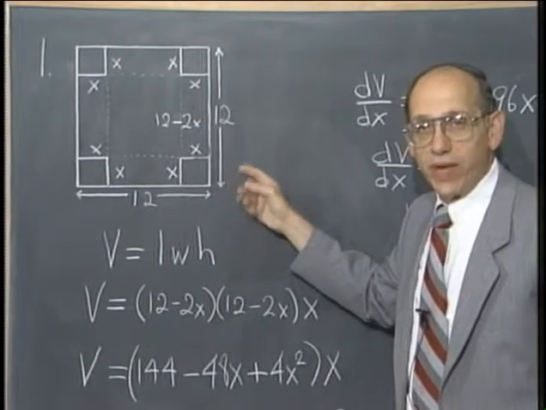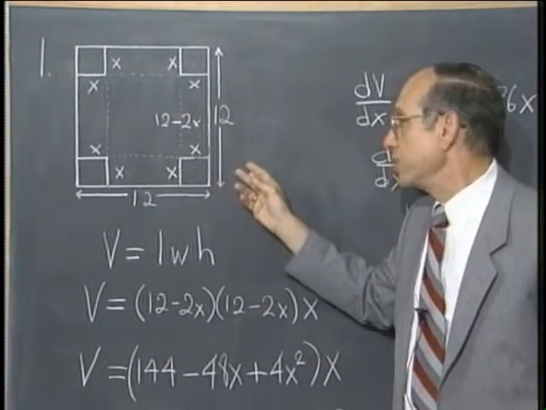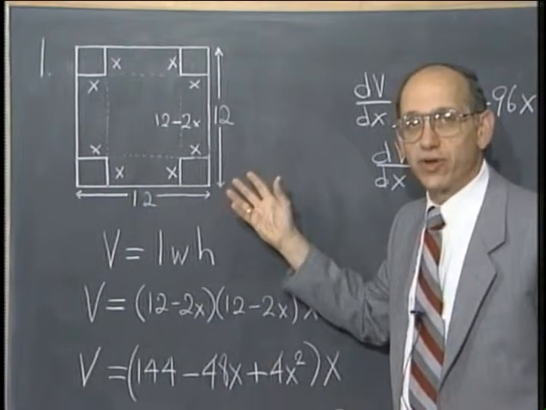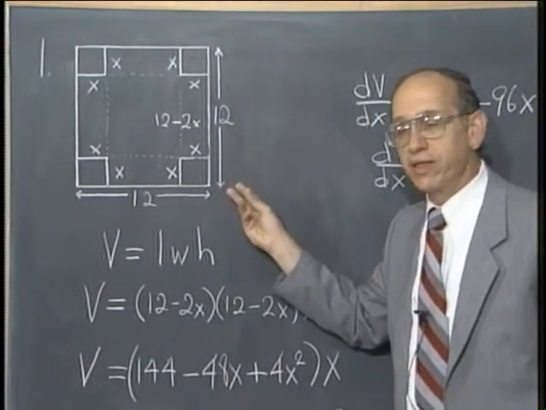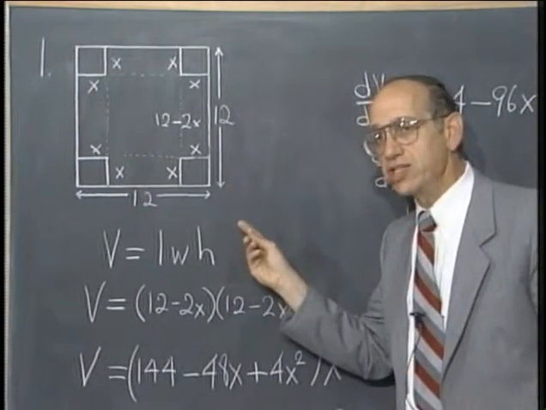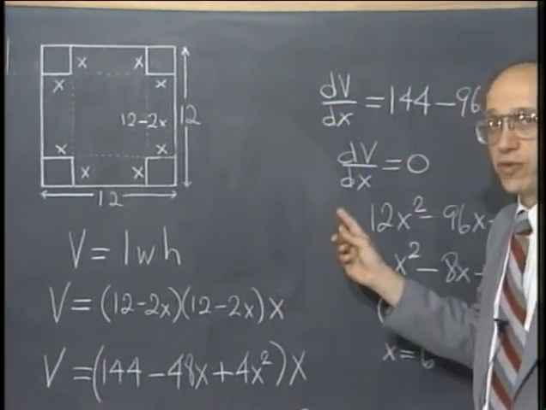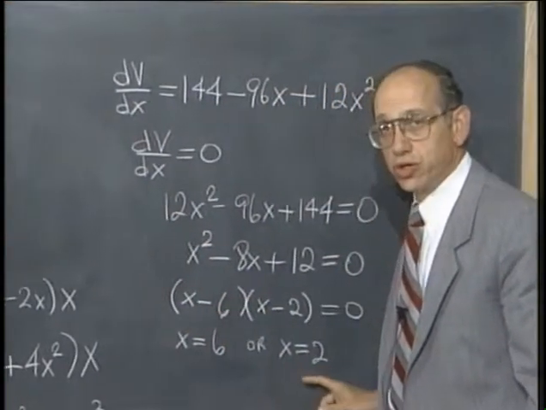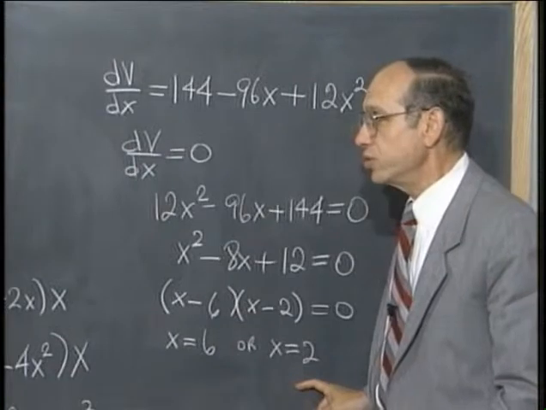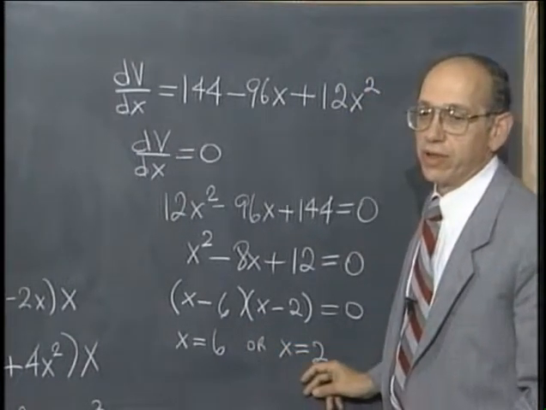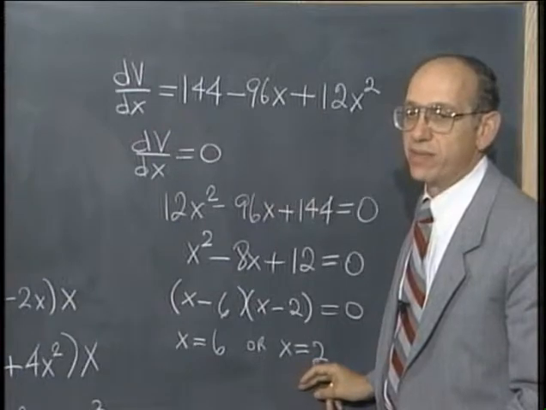Well, if x is equal to 6, and the whole side is only 12 inches long, if we have 12 minus 2x, that's 12 minus 2 times 6, that's 0. What we've done is we've cut away the entire piece of cardboard, and there is no box at all. That can't possibly be the answer. Therefore, the correct answer has to be the other possible value of x, and that value is x equals 2. So substituting x equals 2 into this equation will give you the volume of the box that is maximum.